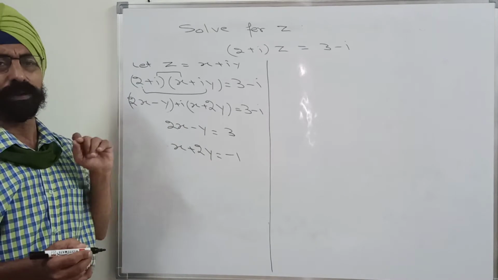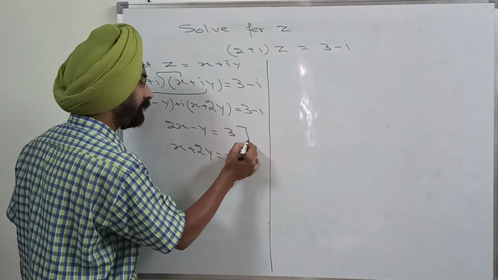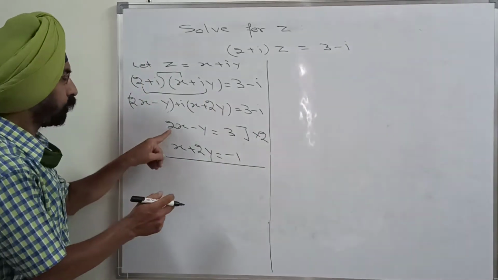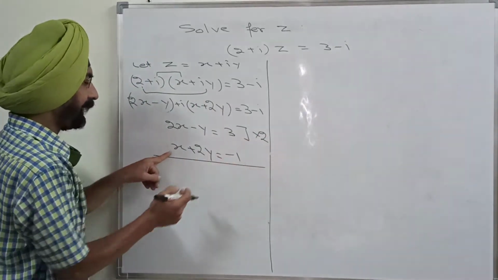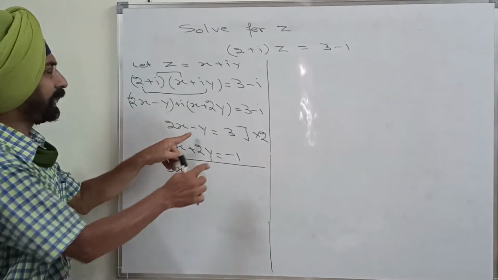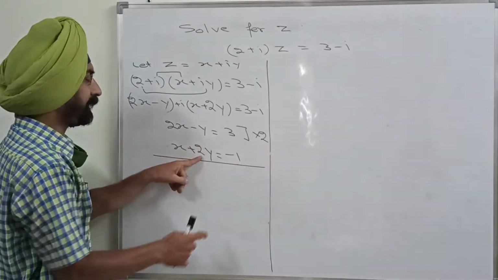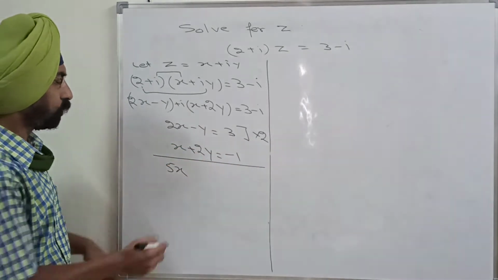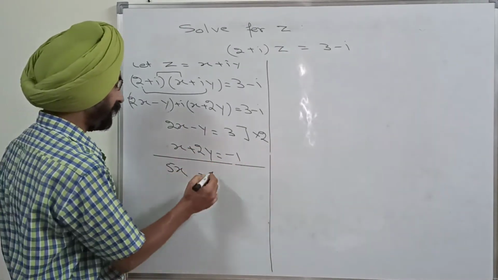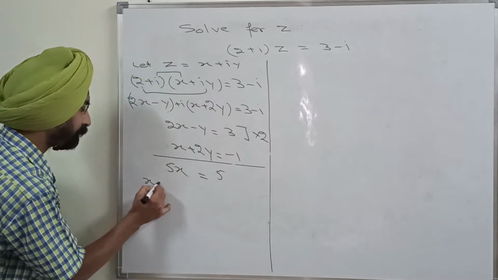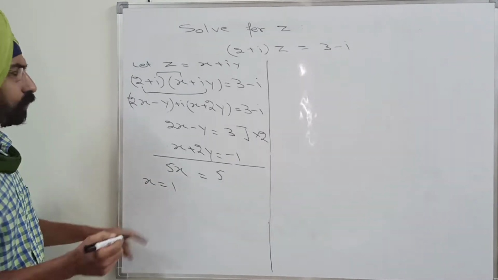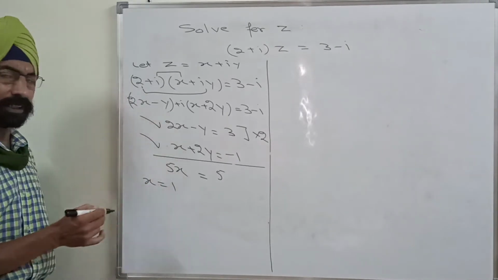Now we have to just simplify these two equations: multiply the first equation by 2 and then add. What you will get: 2x into 2 is 4x, and plus x, 4x plus x is 5x. Here you will get -2y, and this +2y will be cancelled out, so it is equal to, on the other side, 2 into 3 is 6, and 6 - 1 is 5, so your x comes out to be equal to 1.